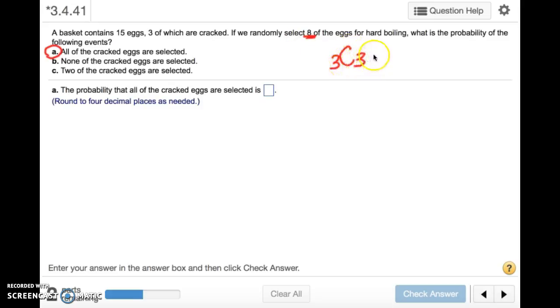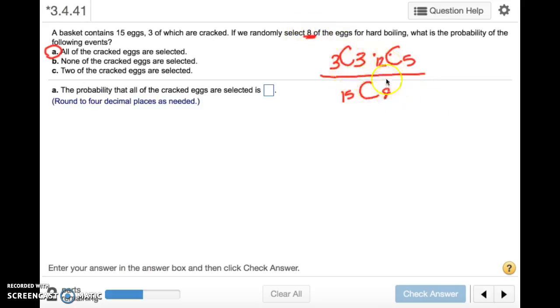But that's only 3 of my eggs. So I still need to pick 5 of the eggs that are not cracked. And if there's 15 total eggs, 3 of them are cracked. That means 12 of them are not cracked. So this is how many different ways I can select all of the cracked eggs. And I need to take this out of my total ways that I can select the eggs. And so I have 15 total eggs. And out of those, I'm going to be selecting 8.